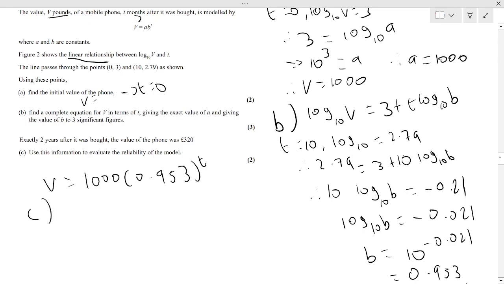Then we are given exactly 2 years after it was bought. The value of the phone was 320. Use this information to evaluate the reliability of the model. So this is very typical, right? They give you some other piece of information, and then you need to substitute that into the model to prove how reliable or close it is to the true answer.